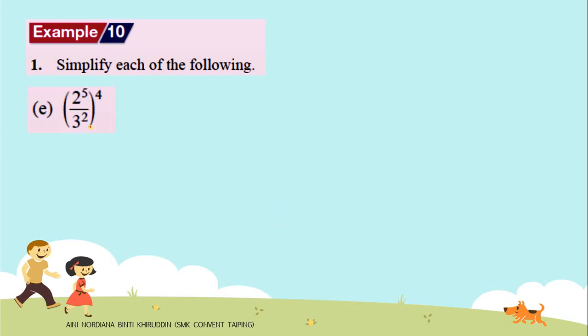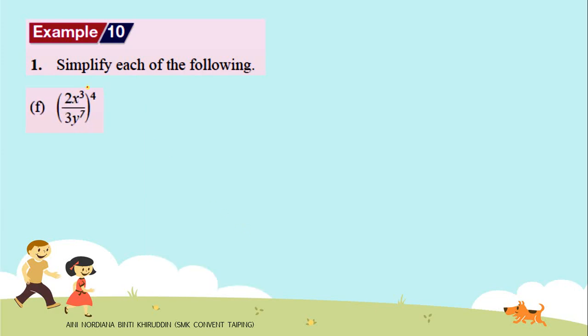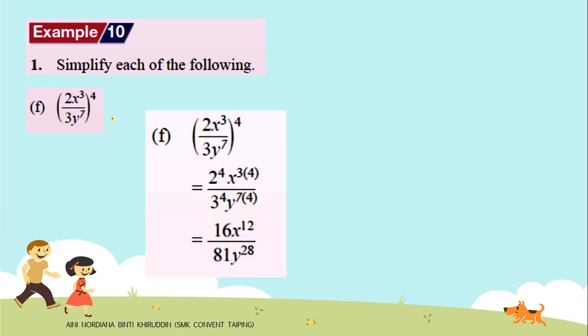So example E. Do it for both the numerator and denominator. So 2 to the power of 5 times 4, and 3 to the power of 2 times 4. So 2 to the power of 5 times 4 divided by 3 to the power of 2 times 4. So this is the final answer. Have a look at example F. So do the same thing.